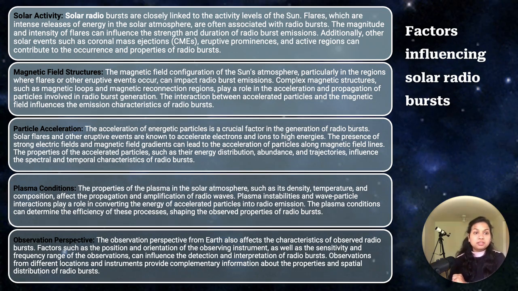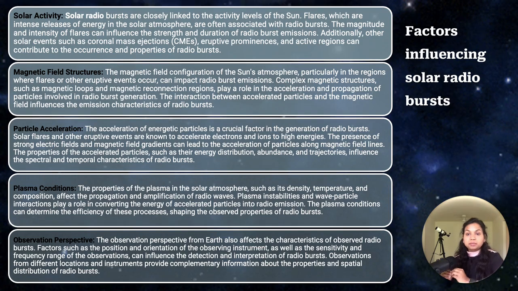The fourth major aspect is plasma condition. The properties of the plasma in the solar atmosphere, such as its density, temperature, and composition, affect the propagation and amplification of the radio waves. Plasma instability and wave-particle interaction play an important role in converting the energy of the accelerated particles into radio emission. The plasma condition can determine the influence of these processes, shaping the observed properties of radio bursts.